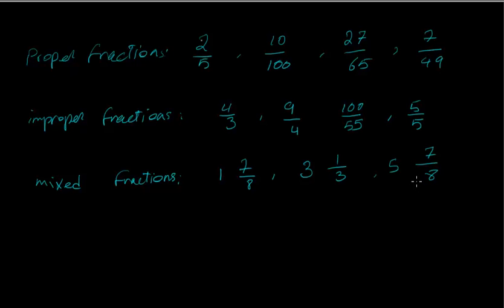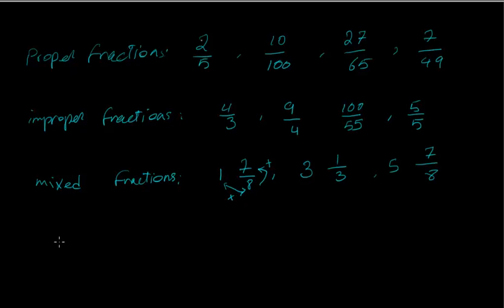Of course, we can convert a mixed number to an improper fraction by first multiplying the whole number with the denominator and then adding them up. This is multiplication, and then add them up by the numerator.